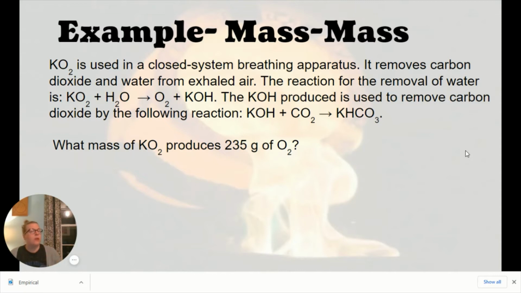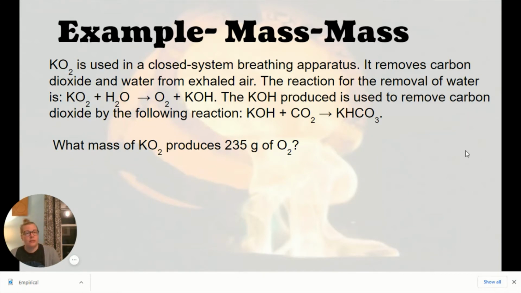So here's the background. And one of the things you'll notice in College Board problems is there's a lot of extra verbiage in here. So it says that KO2 is used in a closed system breathing apparatus. It removes carbon dioxide and water from exhaled air. The reaction for the removal of water is KO2 plus H2O turns into O2 and KOH, potassium hydroxide. The potassium hydroxide produced is then used to remove carbon dioxide through the following reaction: KOH plus CO2 makes KHCO3.